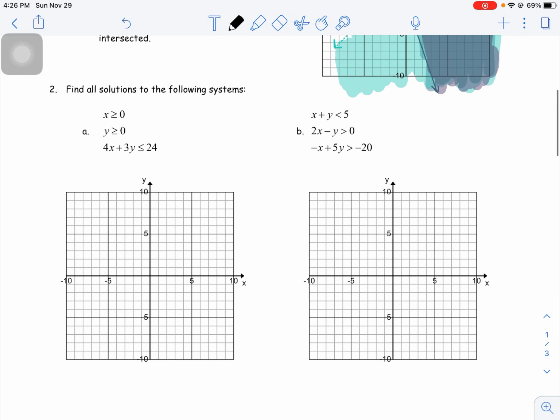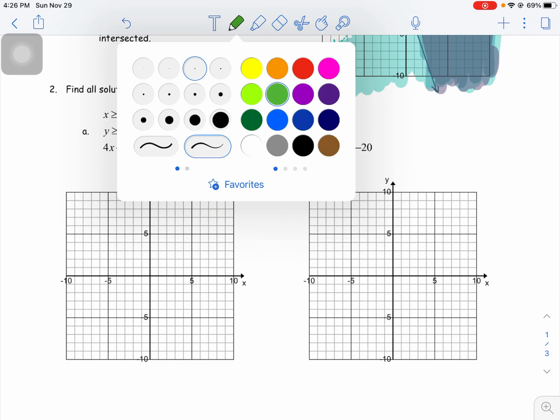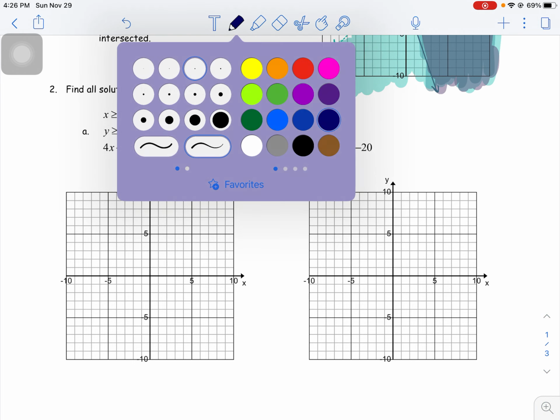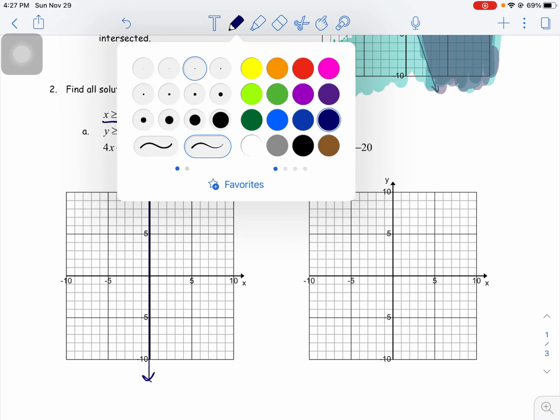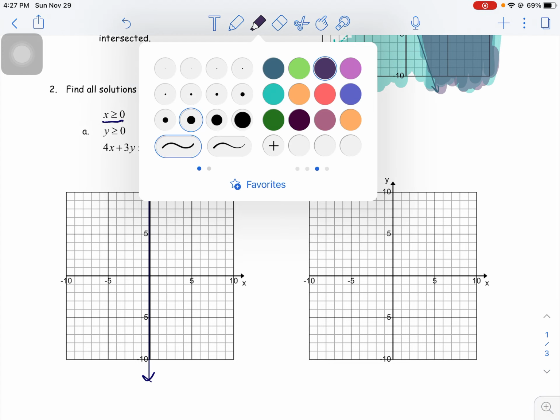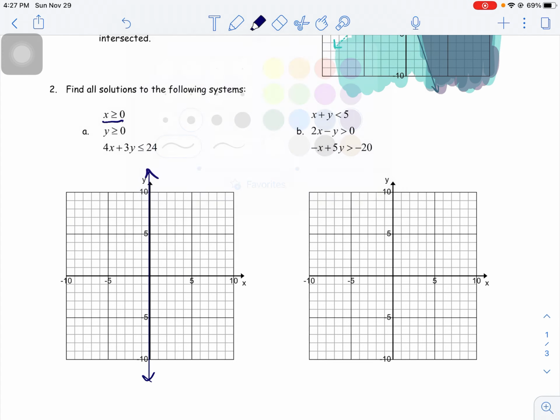So we come down to the next one. It says find all solutions to the following systems. Well, we have the first one. It says x is greater than or equal to 0. So that's telling us an x value of 0, and it wants all of the x's that are greater than that. So we have a solid line right at x equals 0. Just like this. And then it's saying all of my x's are greater than that. So I'm shading to the right of this line. Just like this. Shade all of this section here.